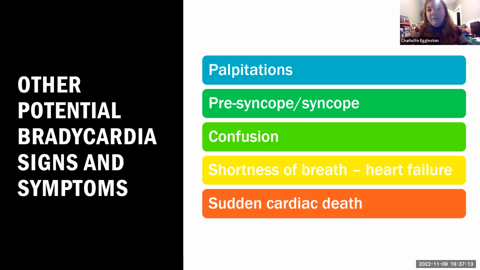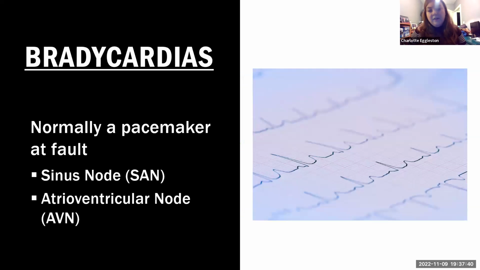Some of the signs and symptoms you might get: people collapsing is often the big one. Sometimes palpitations, and it's always good to get someone to tap out their palpitations, because if they're feeling their heart going really heavily but very slowly, that's different from what we normally think of as palpitations, hearts racing. Sometimes confusion depending on blood supply to the brain, shortness of breath and signs of heart failure, and it can cause sudden cardiac death. So normally it's a fault of the pacemaker because the heart is pacing too slowly. It's normally a problem with the atrioventricular node, which we'll cover in more detail.